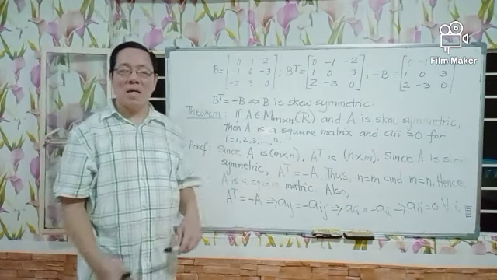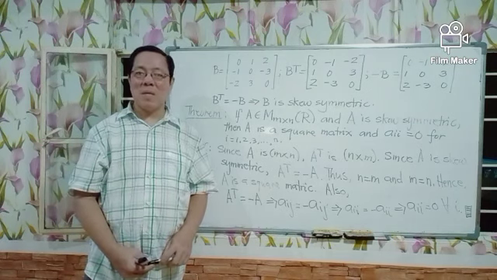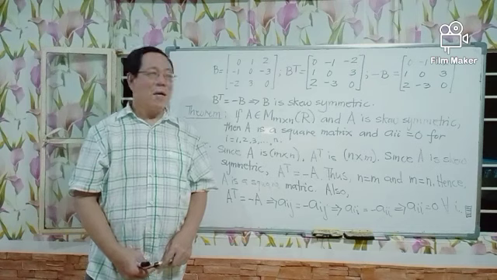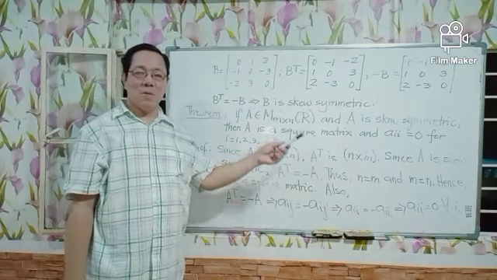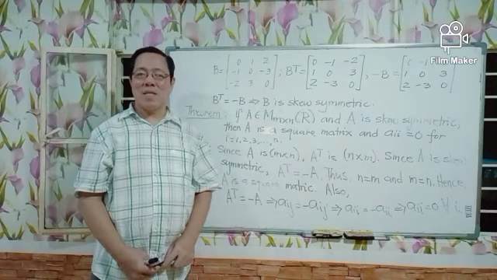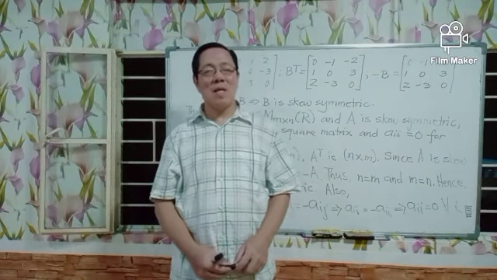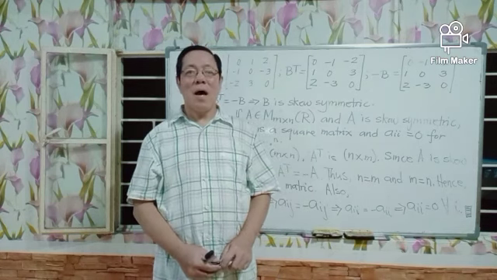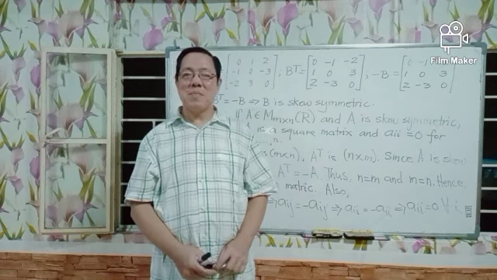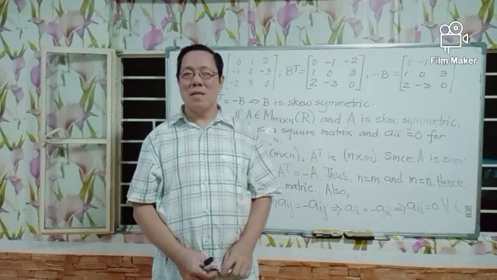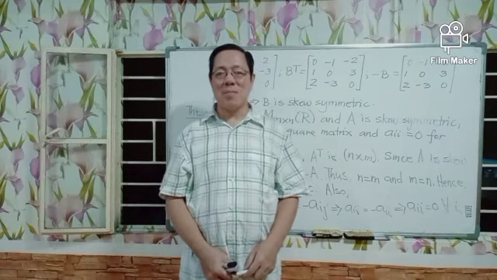In this theorem, again, we have shown that if A is a skew-symmetric matrix, then it is a square matrix, and as in this example, the diagonal entries are 0. And we state another property: if a matrix A is a square matrix, then A minus the transpose of A is skew-symmetric, while A plus the transpose of A is symmetric.